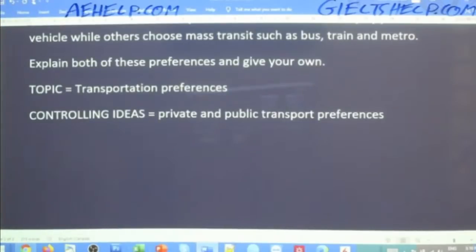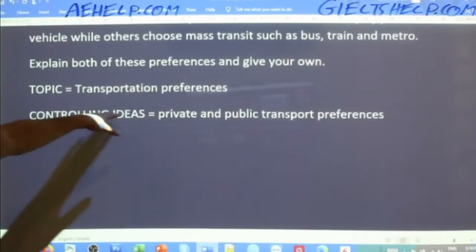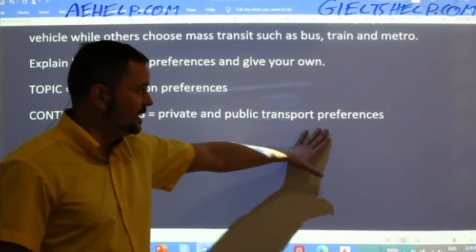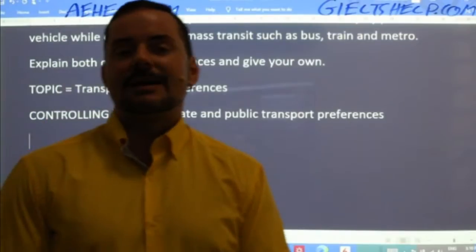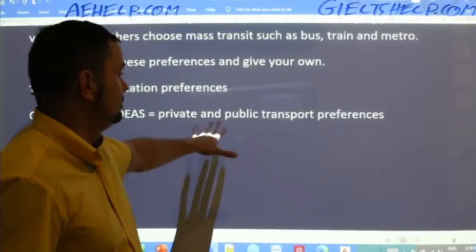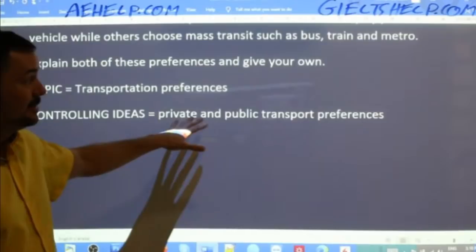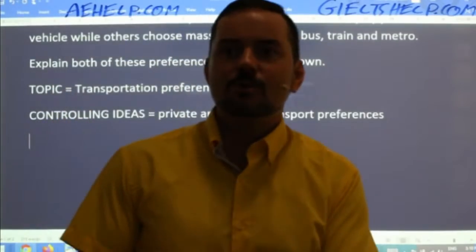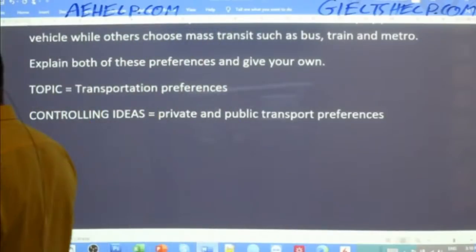Okay, so the topic is transportation preferences. The controlling ideas are private and public transportation or transport preferences, right? Because it could be more, potentially, like shared, carpooling. Okay, it's not in here. We're not talking about carpooling, right? Okay, good. So now we have to do some critical thinking.